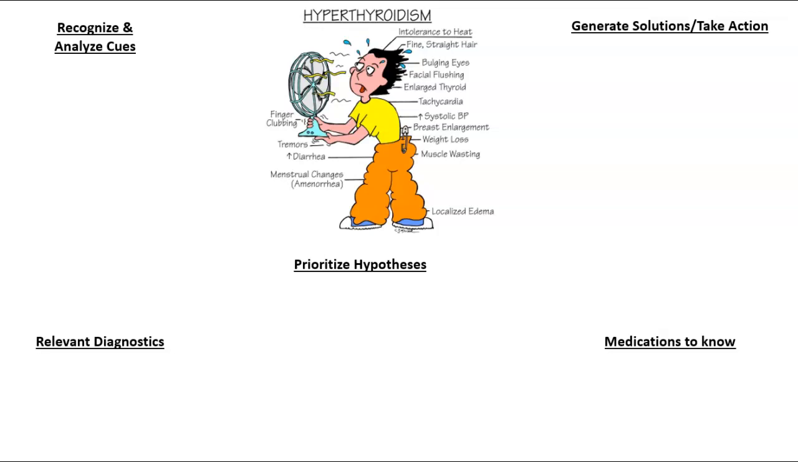And just one more little thing. Anytime we're giving a medication, we can always give too much, right? So if we're giving iodine, a medication containing iodine, we could give the patient too much iodine. If we're giving the patient beta blockers, we could give them too much beta blockers. So you need to monitor for the side effects of these medications.